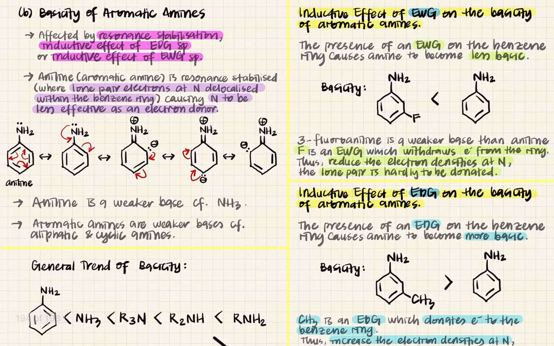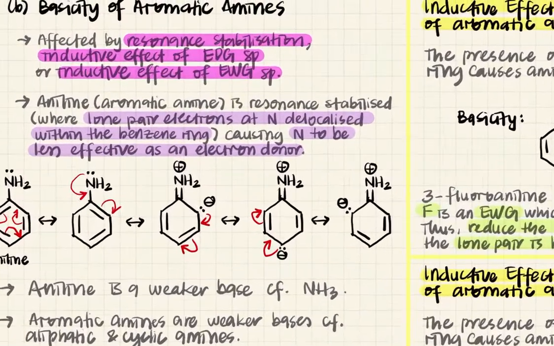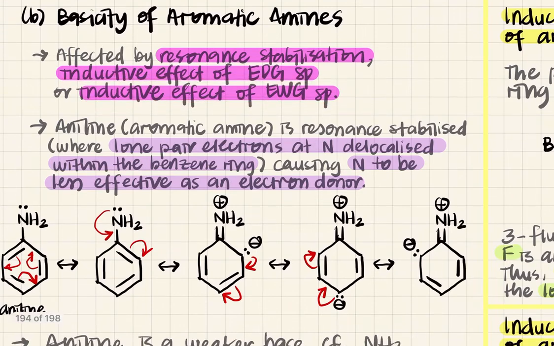Okay, so now we're going to talk about the basicity of aromatic amines. So there are 3 things that affect the aromatic amine punya basicity. First, it is the resonance stabilization. Okay, resonance stabilization, ingat tak? Yang awak delocalize electrons within benzene ring. Then you have inductive effect of EDG and inductive effect of EWG macam tadi tu.